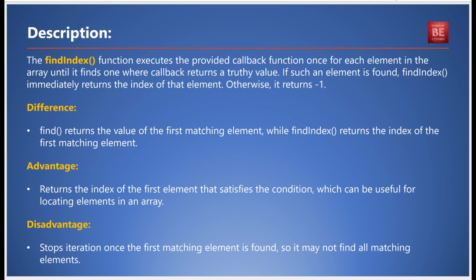Just like the find function, FindIndex executes the callback function for each array element until it finds one where the callback returns a truthy value. If such an element is found, FindIndex immediately returns the index of that element. Otherwise, it returns -1. The main difference from find is that FindIndex returns the index of the first matching element, not the value. This can be useful for locating elements in an array. However, just like find, it stops iteration once the first matching element is found, which means it may not find all matching elements.